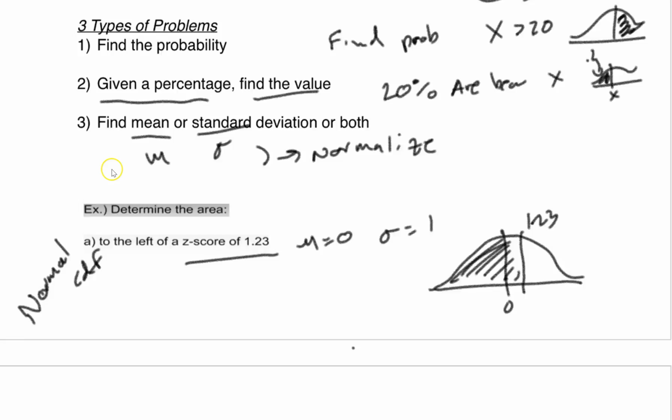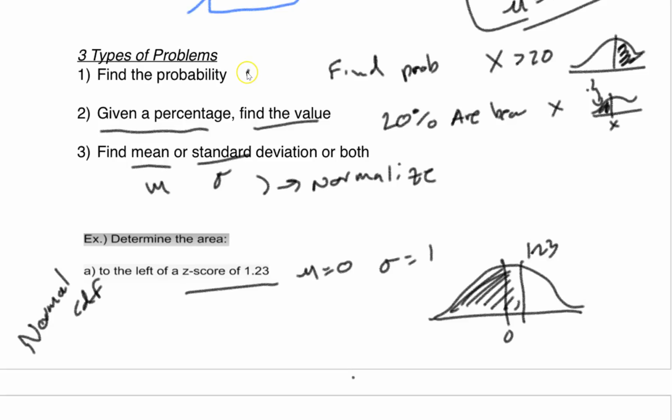Going back to here, type 1 is a normal CDF problem. That's the easiest version. Then giving a percentage is invert normal. We're going to go backwards. I'm going to do that in a second. Finding the mean or standard deviation is a z problem. We've got to normalize, and we'll do that in a bit. So those are the 3 different types of normal problems.